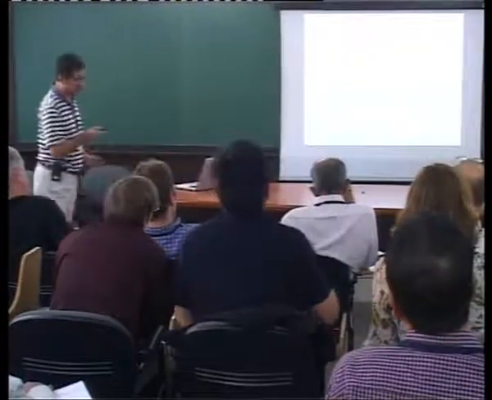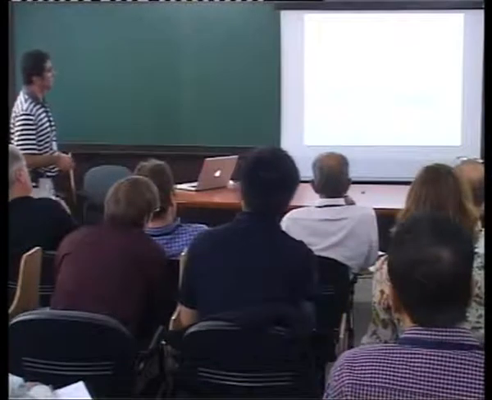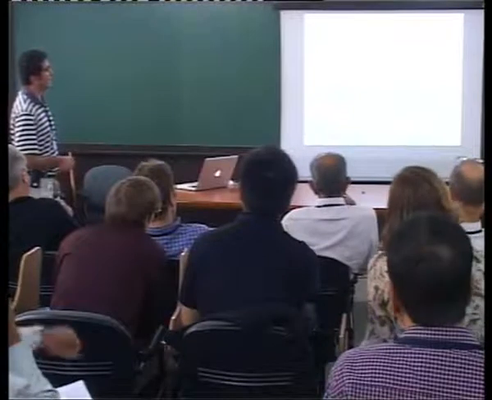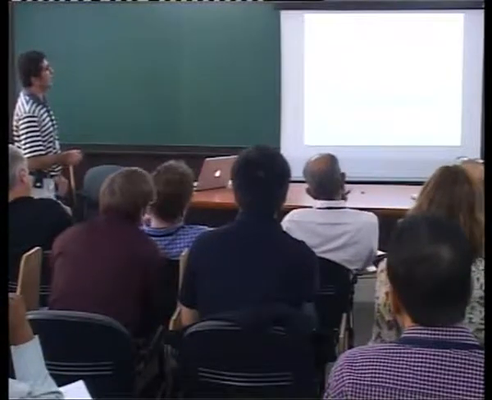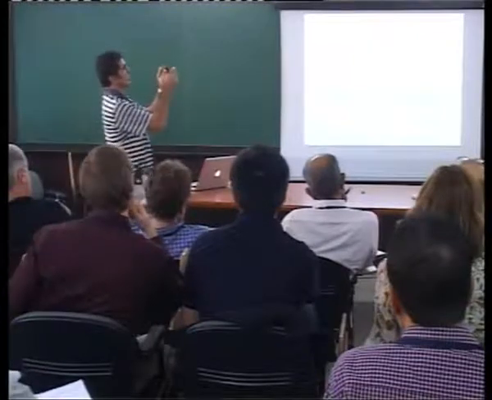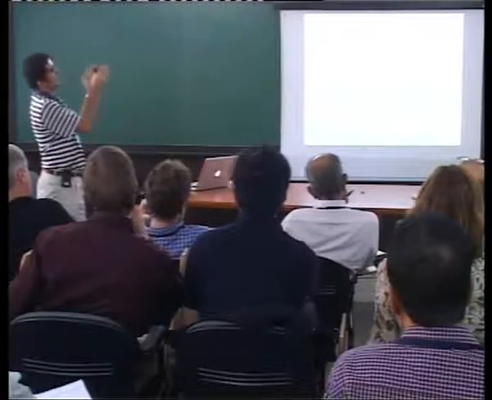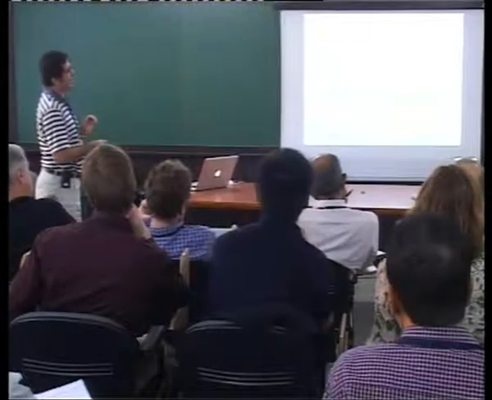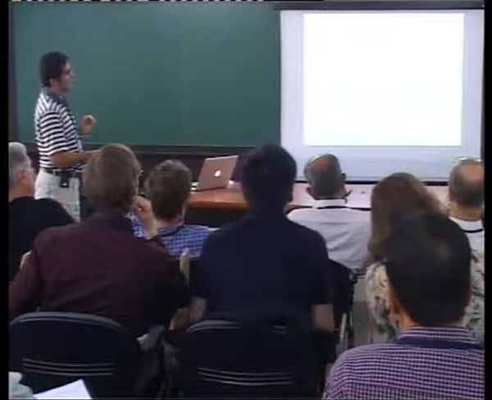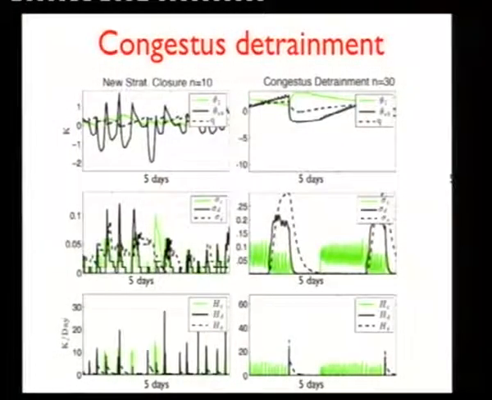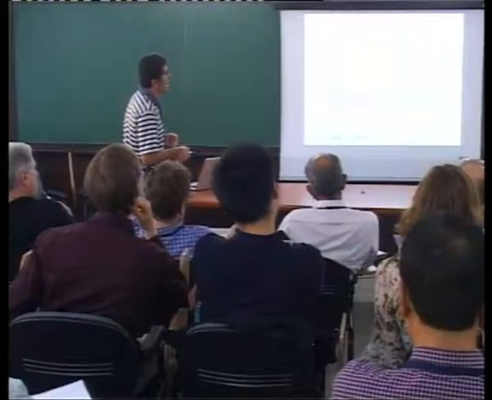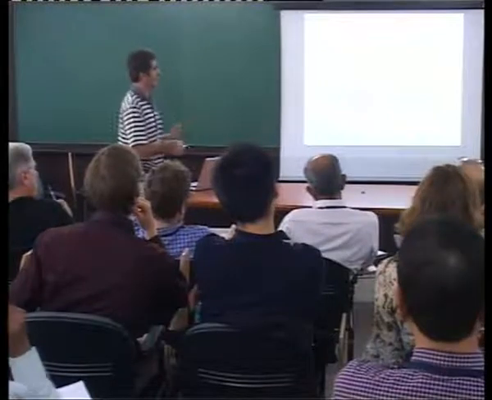So this is the congestus detrainment regime. When you go to the congestus detrainment regime, these congestus events become even more important. Like here, with just 10 by 10 small lattice sites, and this is 30 by 30. You get prolonged congestus events before you start making deep convection. So when you go to higher resolution, it's very intriguing how this congestus detrainment makes even these dry episodes that we didn't see before in the model.